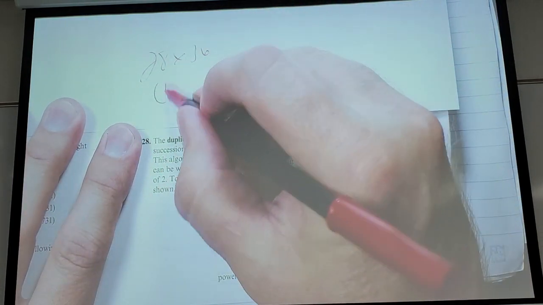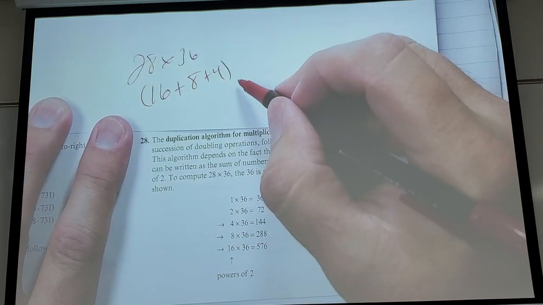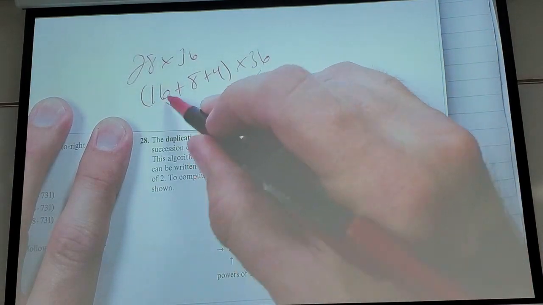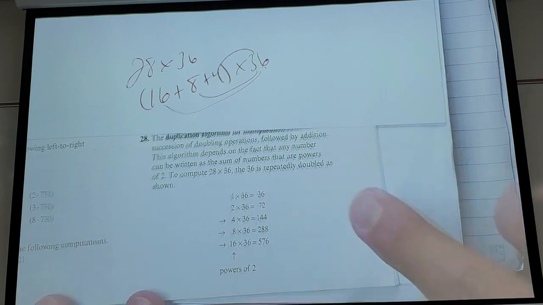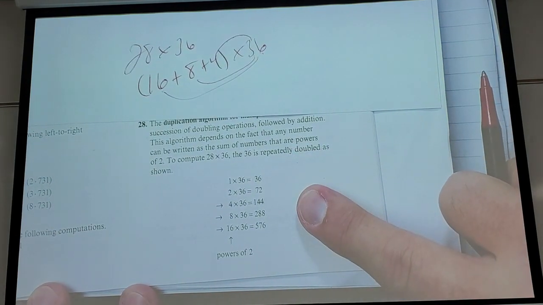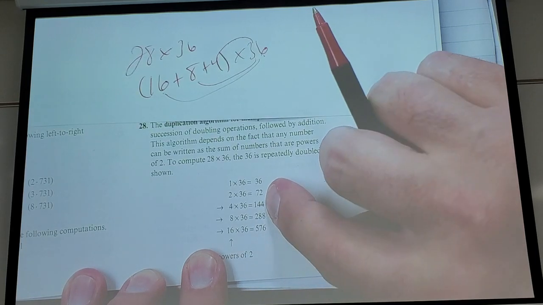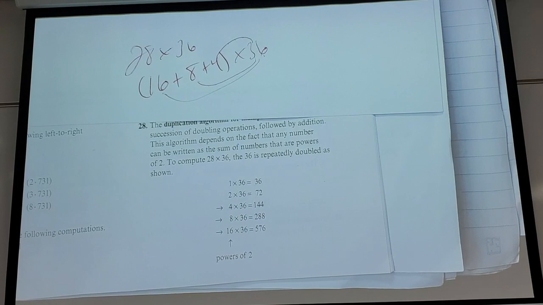So then they said this is 16 plus 8 plus 4 times 36. Does everybody agree with me? And if you distribute, don't you get 16 times 36 plus 8 times 36 plus 4 times 36, correct? Aren't all of those in this list? Couldn't you just take that number plus that number plus that number? And then you're done. Now, is that easier than other things we've done? No. Is it another way, a valid method? Yes.